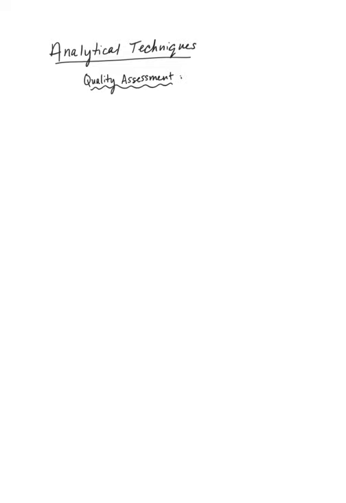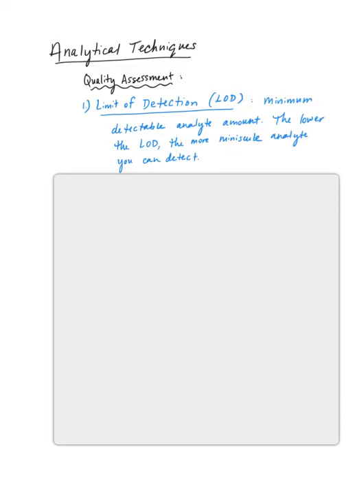For our final chapters of this semester, we'll discuss some analytical measurements and analytical techniques that are appropriate to analyzing a particular analyte. To begin, we'll talk about assessing the quality of an analytical technique or measurement. The first we'll discuss is the limit of detection, or LOD. This is the minimum detectable analyte amount. Any less than this limit of detection, and we cannot distinguish differences in analyte concentration.